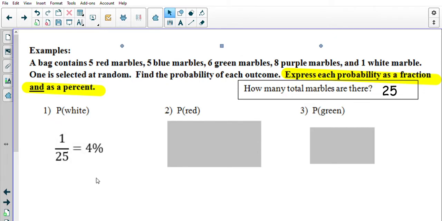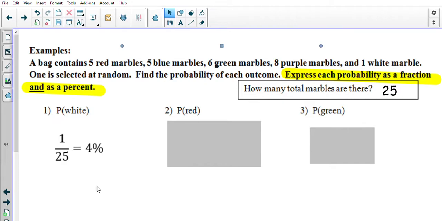Now you're going to notice I have 4% next to this. You might wonder, where did she get 4% from 1 out of 25? Well, first, since the denominator is 25, I can multiply the numerator by 4 to get 4 out of 100, and the denominator by 4 as well. 4 out of 100 is 4%. You could also do 1 divided by 25 in your calculator, not 25 divided by 1. 1 divided by 25 will get us 0.04, which is 4%.